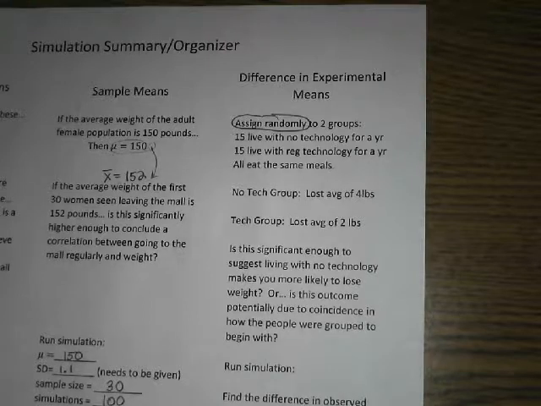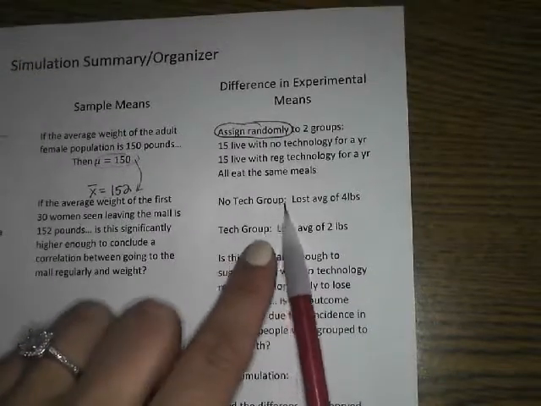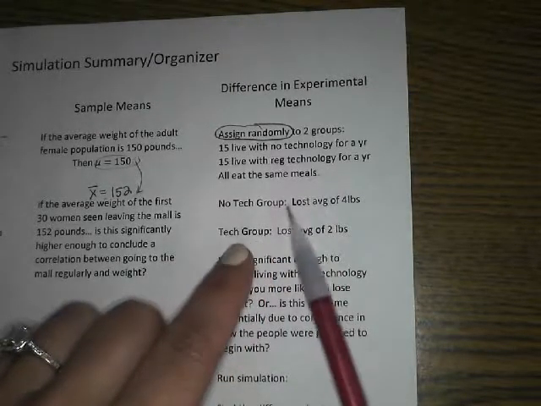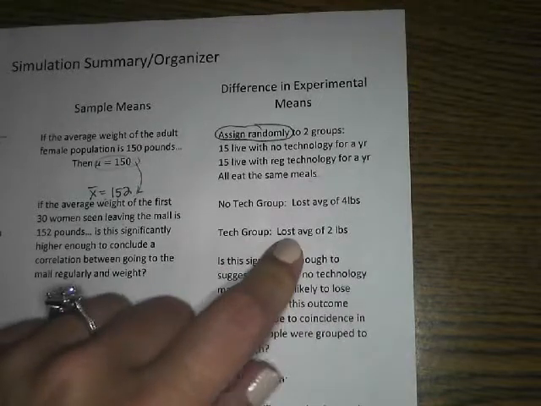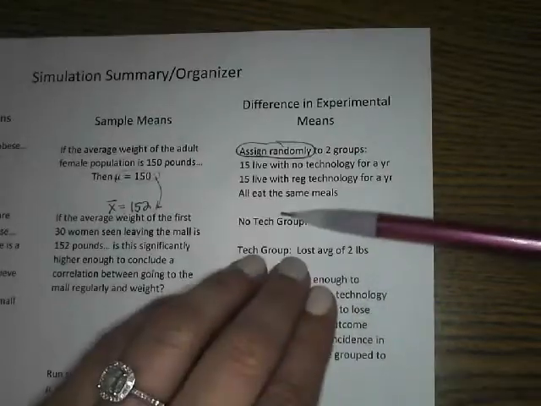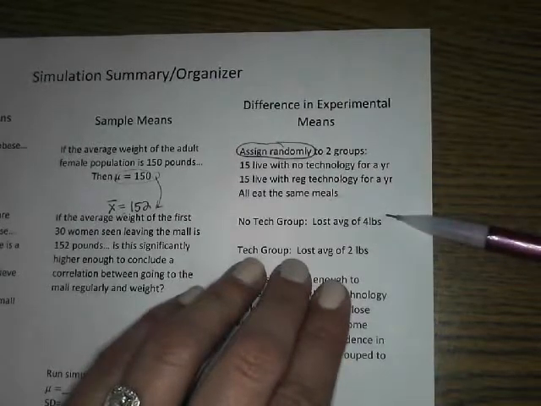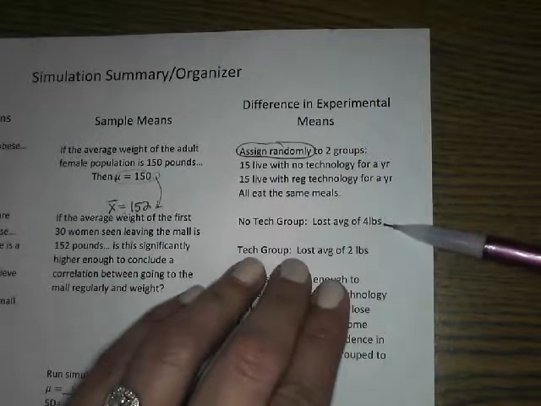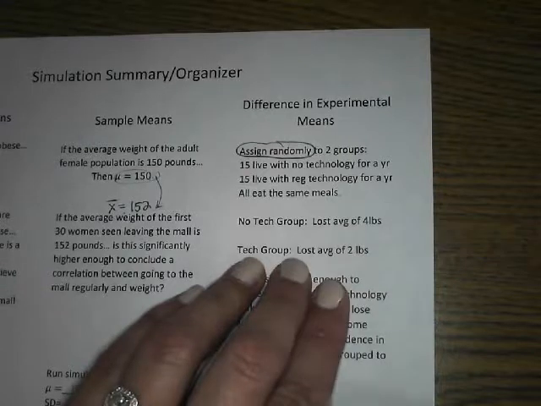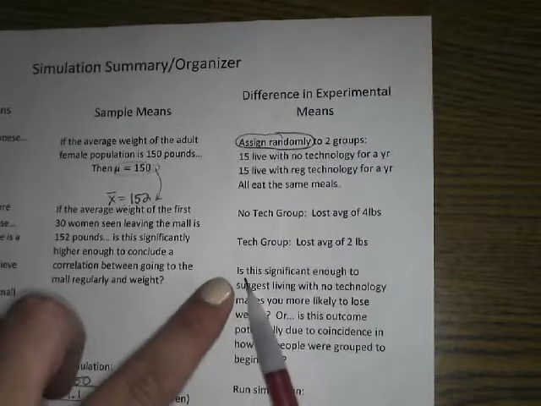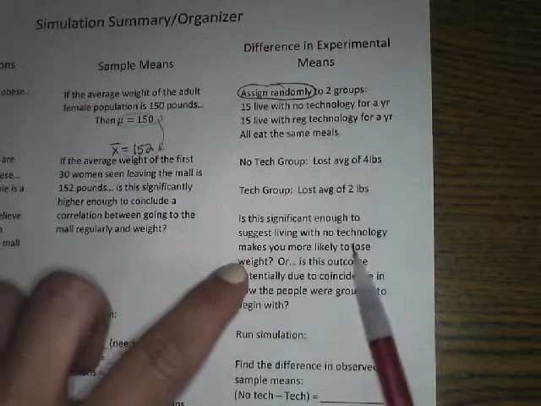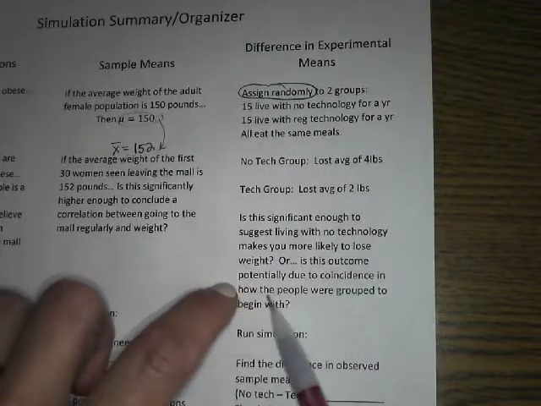Now, the no-tech group, so people without technology, lost an average of 4 pounds. The people who had technology lost an average of 2 pounds. So the people without technology did lose more weight. Is it enough weight, though, for you to think that it was coincidental or actually caused by the treatment? Do you follow? That's the question I posed: is this significant enough to suggest that living with no technology makes you more likely to lose weight? Or is this outcome potentially due to coincidence in how the people were grouped to begin with?